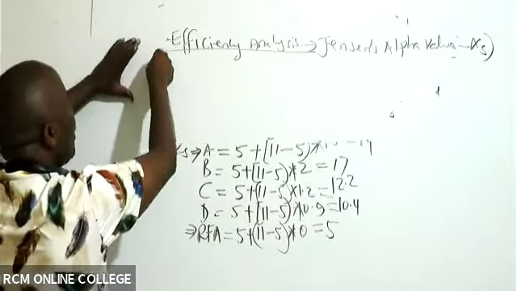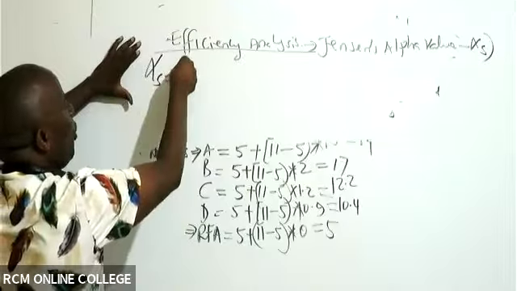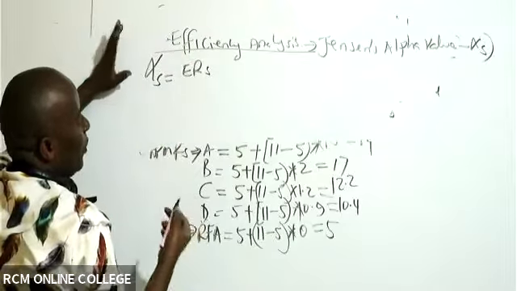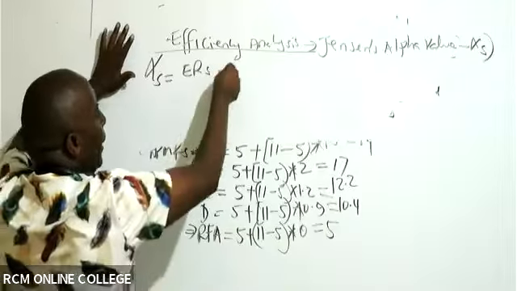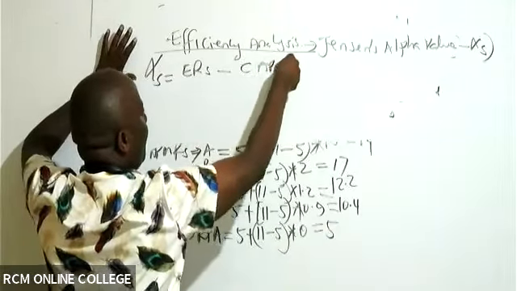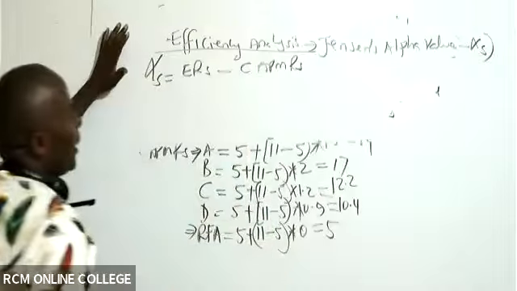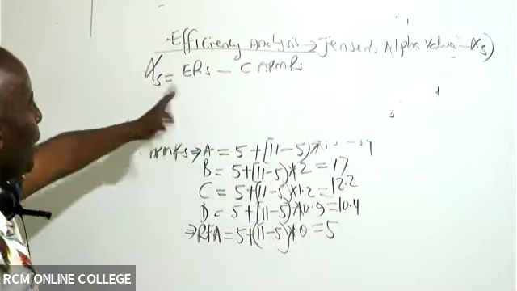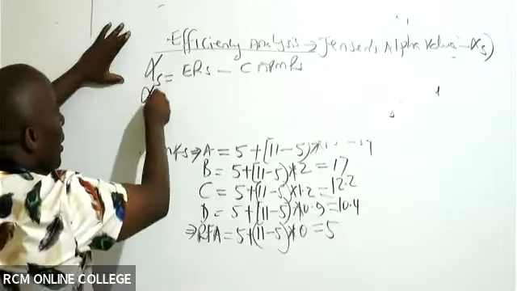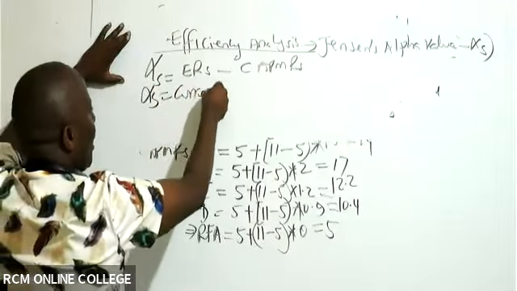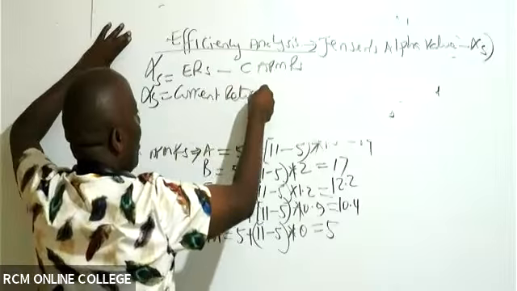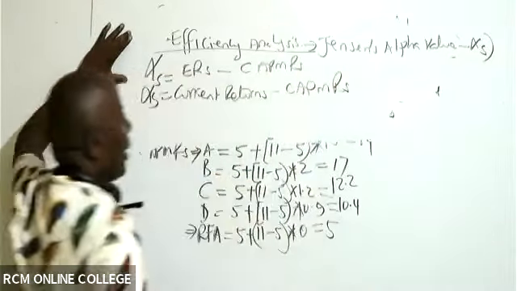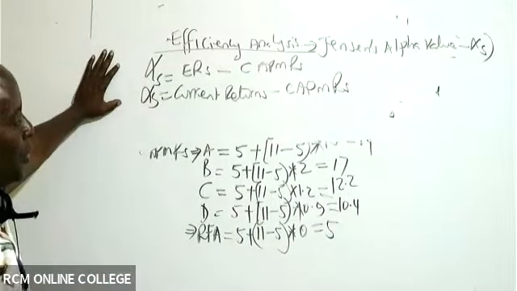To get this Jensen's alpha value, we normally take expected or actual returns minus CAPM returns. You can as well use actual, like in this question, they gave us current returns. So you use current returns minus CAPM returns.